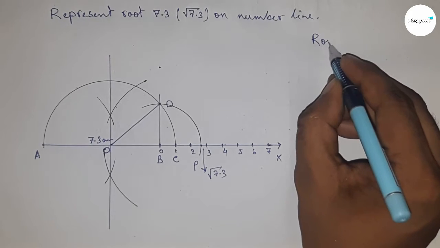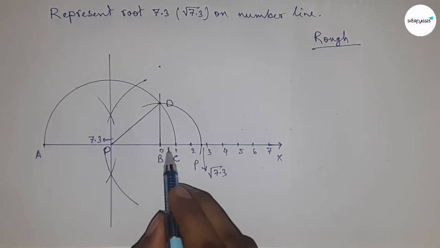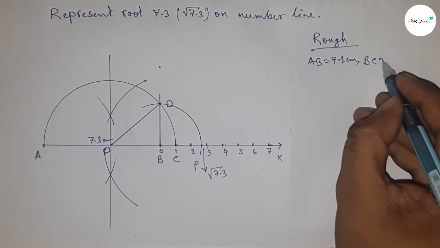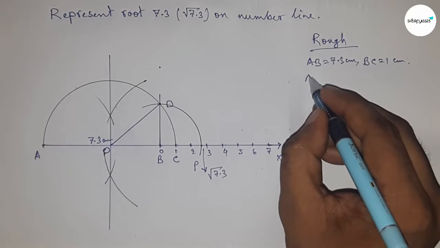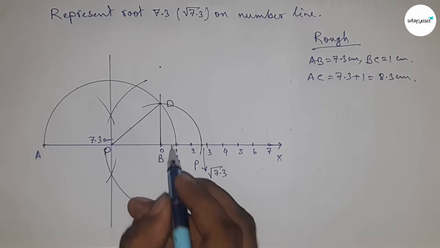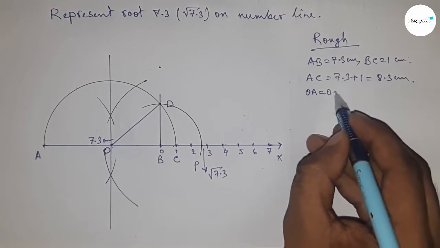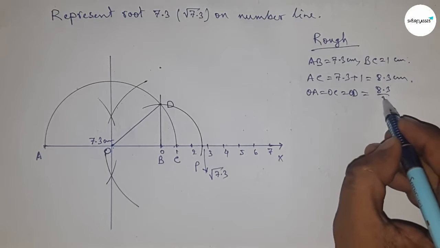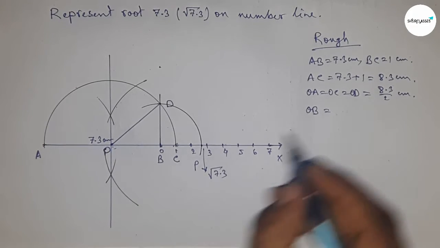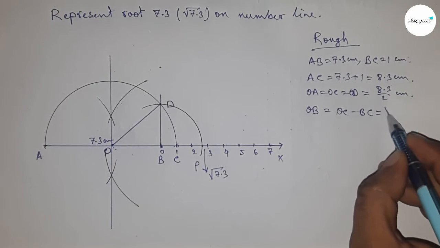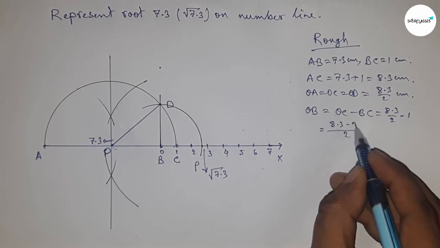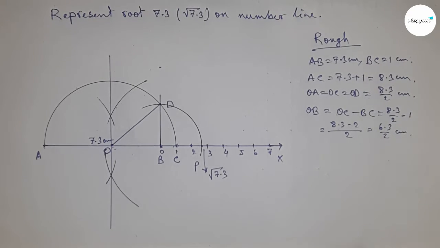Okay, now roughly discussing the calculation. Okay, so given AB equal to 7.3 centimeter, BC equal to 1 centimeter, and we can write AC equal to 7.3 plus 1, so 8.3 centimeter. Now radius OA, OC and OD equal to 8.3 by 2 centimeter. Okay, now OB equal to, we can write OC minus BC. So putting the value of OC and BC and calculating this, this is 6.3 by 2 centimeter.